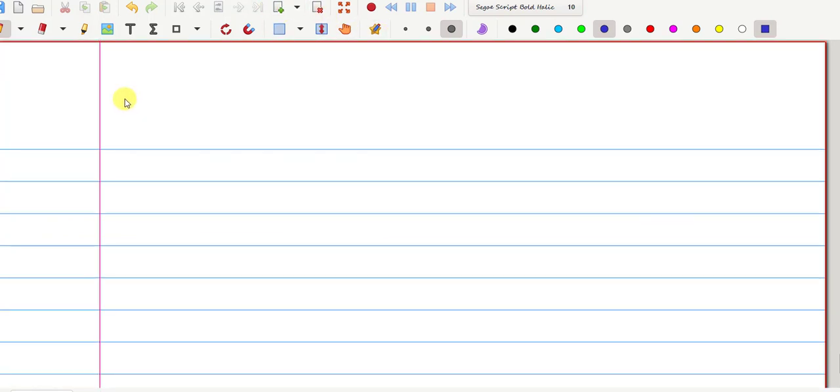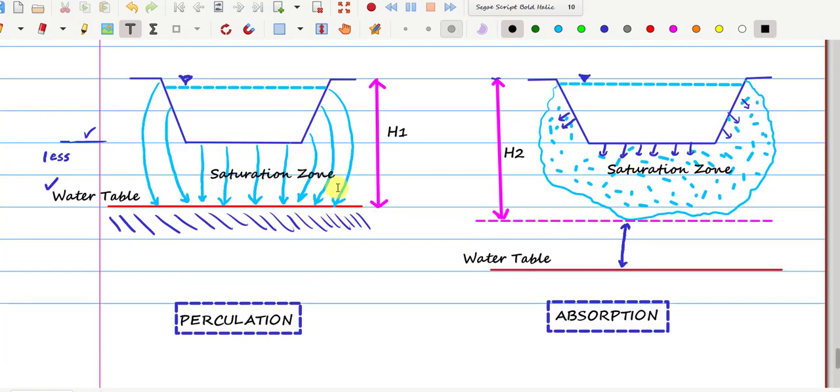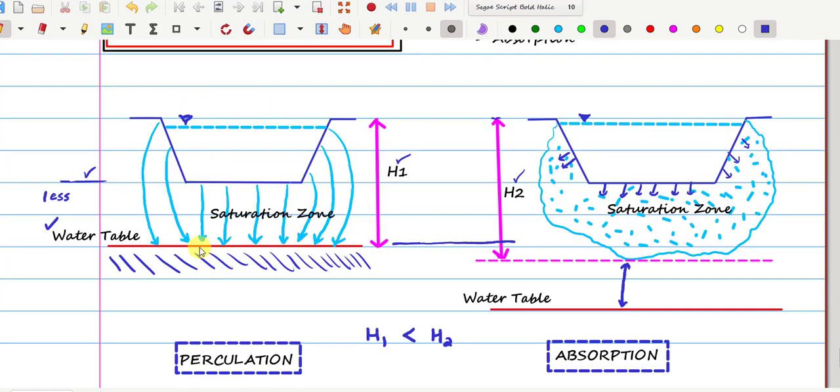Now let's write down some important points related to percolation and absorption. One thing to note is that the head of percolation is less as compared to the head of the saturation zone. H1 represents the head of percolation and will always be less than the head of absorption. We represent the absorption head with H2, and H1 is the percolation head. So this is the basic difference.